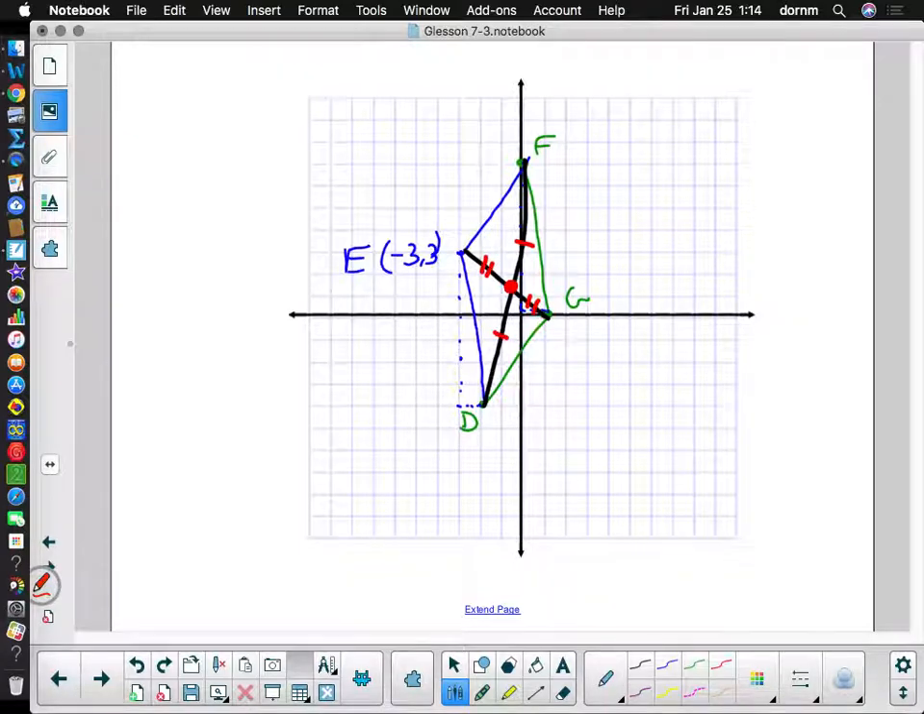And we can find that point by using the midpoint formula, with the endpoints being at the ends of the diagonals. It's not hard to do.